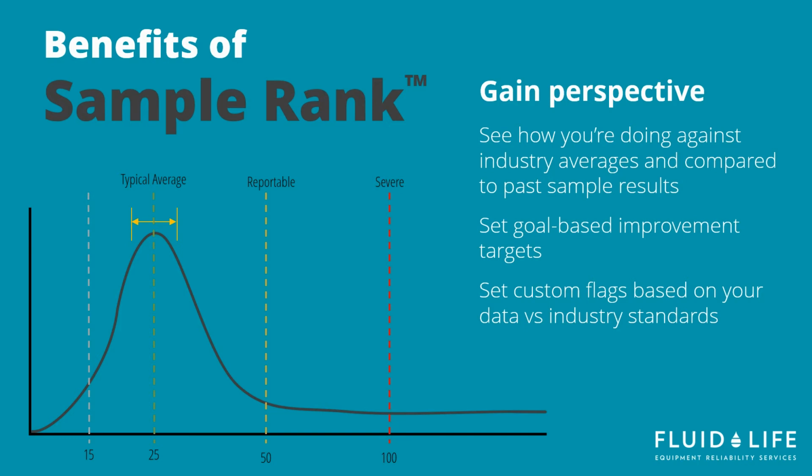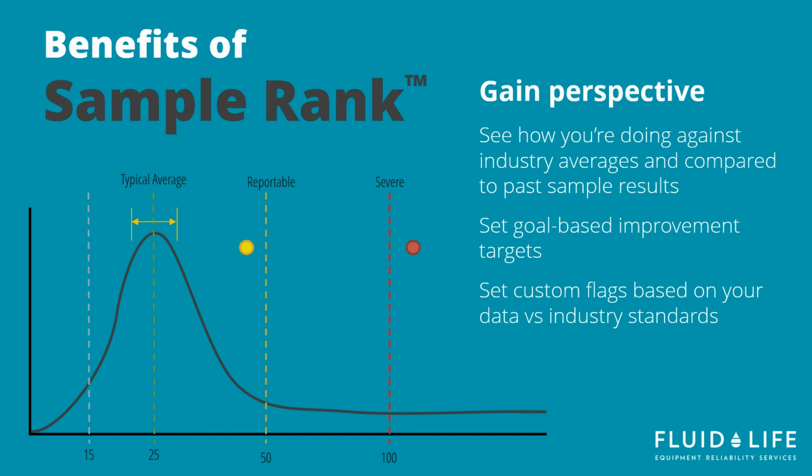So, when you're looking at the individual test rank histograms that make up a sample rank, most samples that test should land in the top of the bell curve between the 2 yellow lines, which is generally seen as the typical average for that component. If you're sitting at the red dot, you've got a potentially serious issue that you may need to correct immediately.